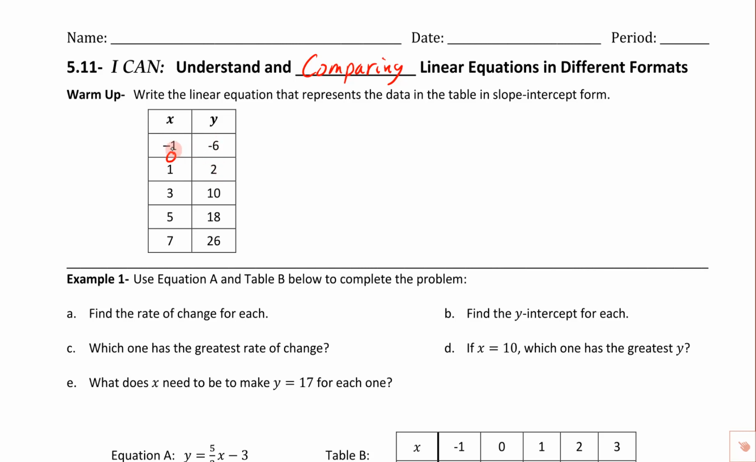So you'll notice that from -1 to +1 it went from -6 to +2. From 1 to 3 it went from 2 to 10, and from 3 to 5 it went from 10 to 18, and from 5 to 7 it went from 18 to 26. So one thing that might be helpful is to figure out what the rate of change is and see if we can match things up here. I'm going to find the rate of change between these 2 points.